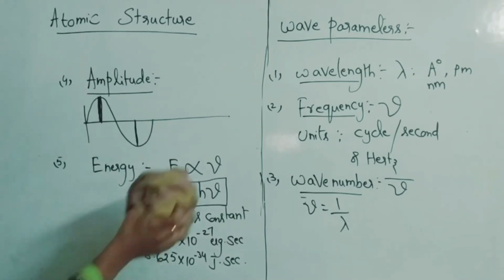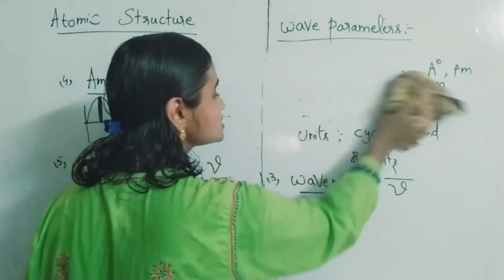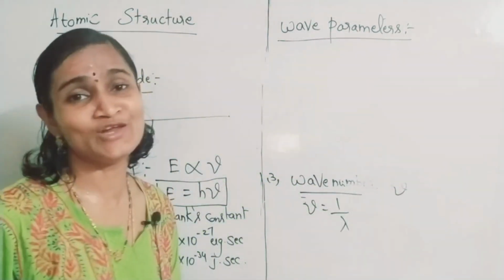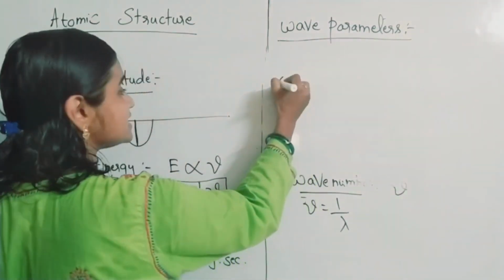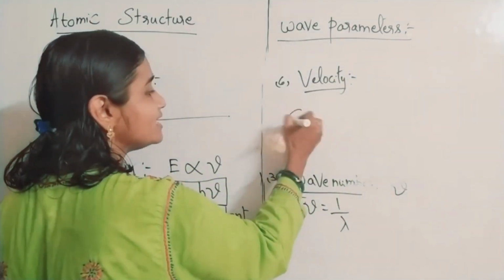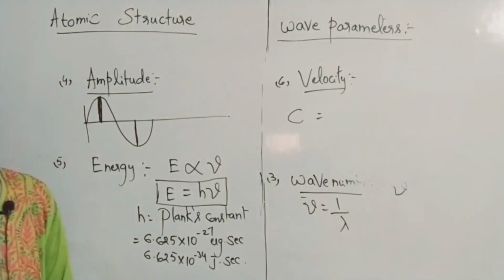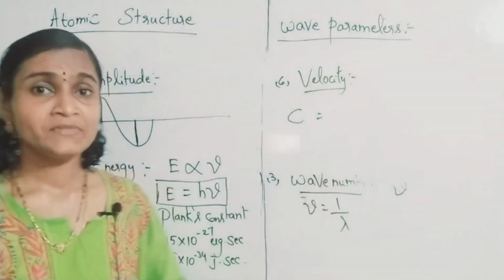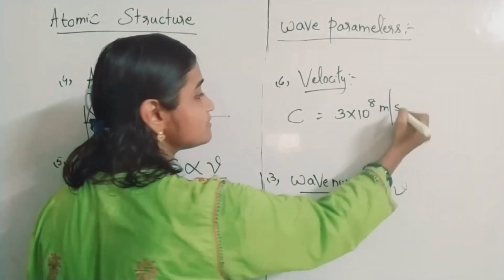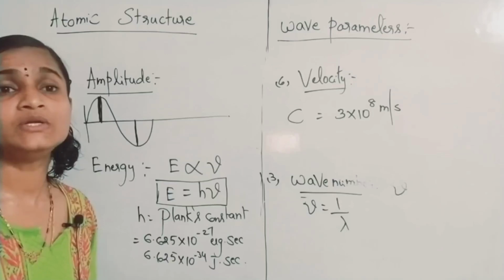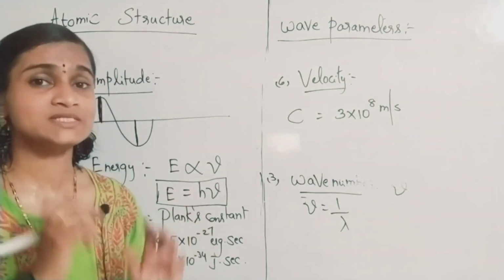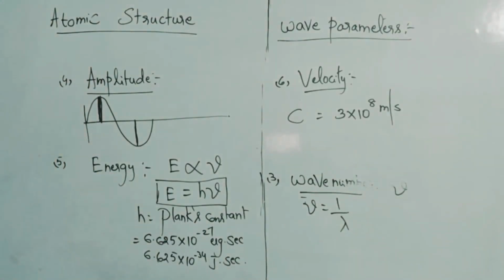Energy. And wave parameters. In the wave parameters we also come across velocity. All electromagnetic radiations travel with the velocity of light. You all know that. Sixth one is what? Velocity. All electromagnetic radiations travel with the velocity of light, and velocity is denoted by the symbol c, and c is equal to how much? Velocity of light, that is 3 into 10 to the power of 8 meters per second. All electromagnetic radiations travel with the velocity of light only. So this is velocity.